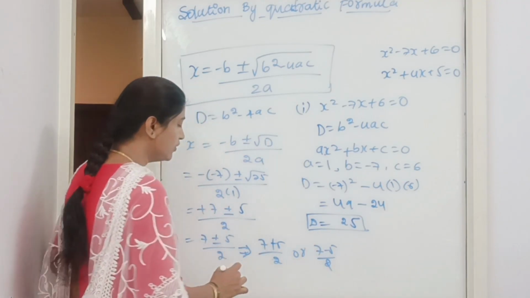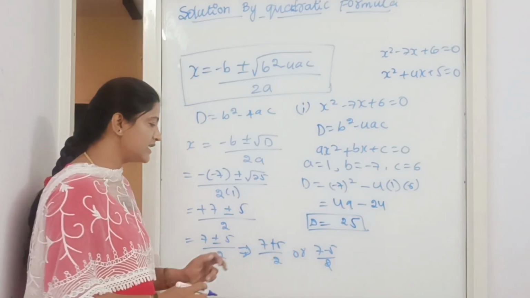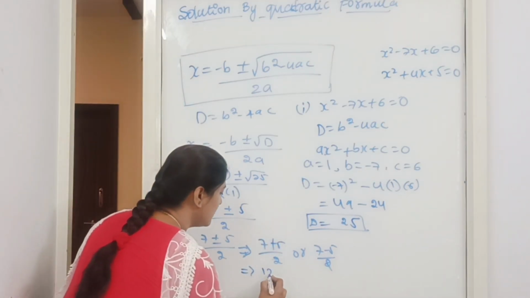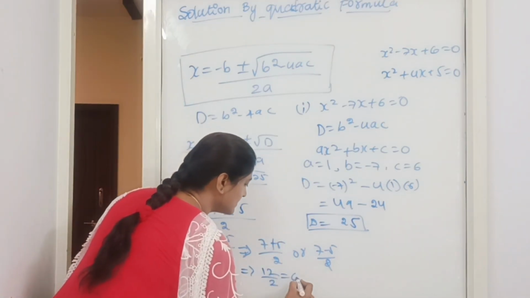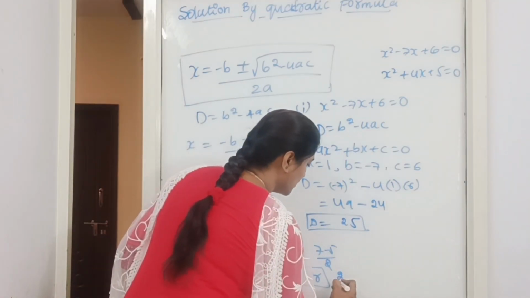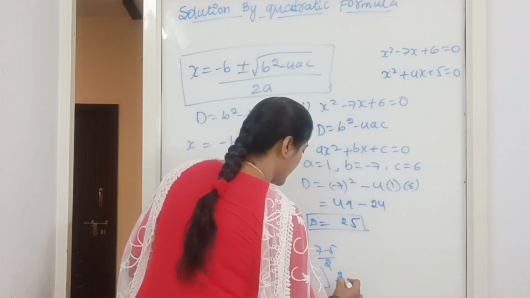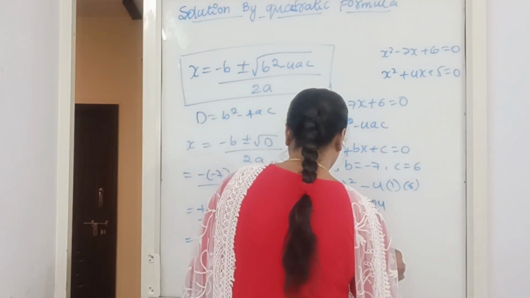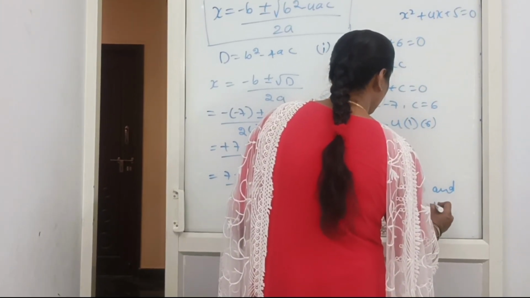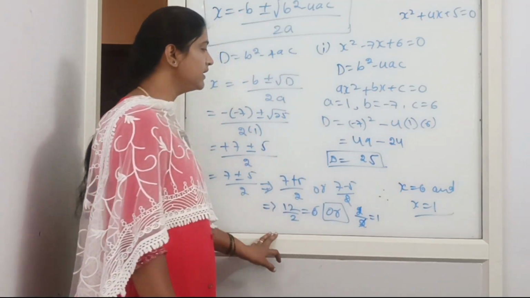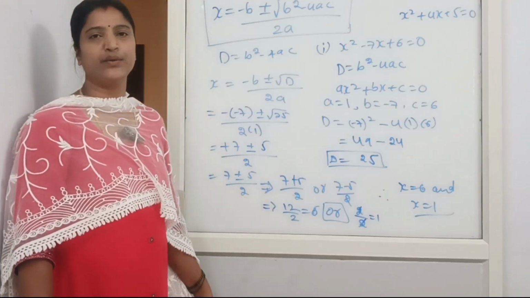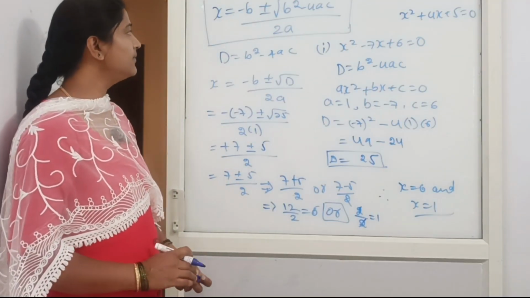It leads to 2 roots, is it not? One is plus and one is minus. If we do plus, 7 plus 5 is 12, and 12 by 2 is nothing but 6. 7 minus 5 is 2, and 2 divided by 2 is 1. So therefore the roots are x is equal to 6 and x is equal to 1. And here D is greater than 0, so 2 distinct real roots. Clear? Understood?